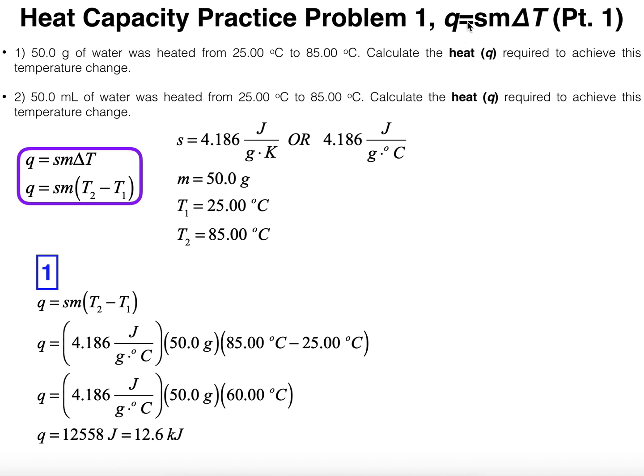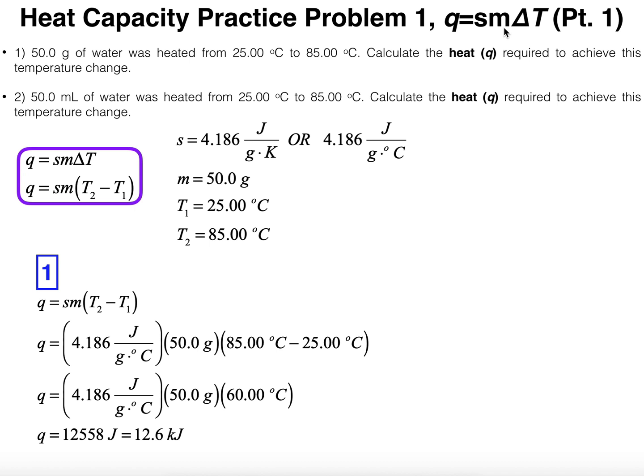Now, each of these variables, Q is heat, typically going to be given in joules or kilojoules. S is our specific heat of whatever substance we're heating, okay? In this case, we're heating water, and the specific heat's typically going to be given in units of joules per gram per Kelvin, or joules per gram per degree Celsius, okay? In a Q-SMAT problem, either one of these units is fine. As we'll see later on, we actually, in these kind of problems, do not have to convert degrees Celsius to Kelvin. This is an exception to that rule.